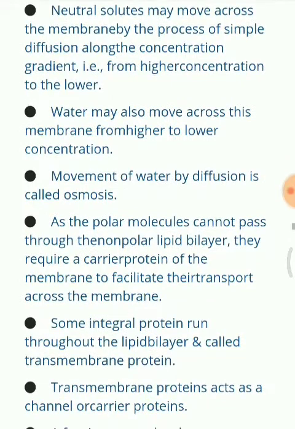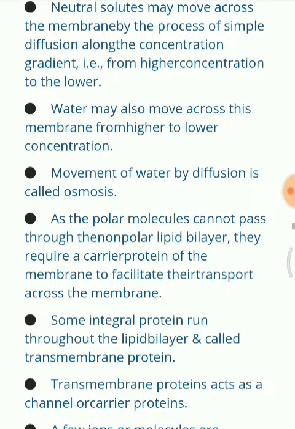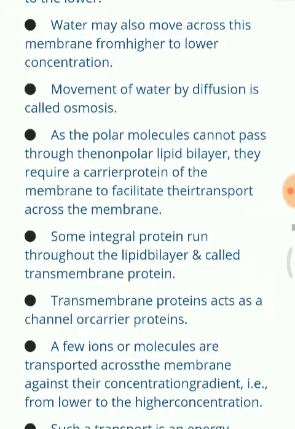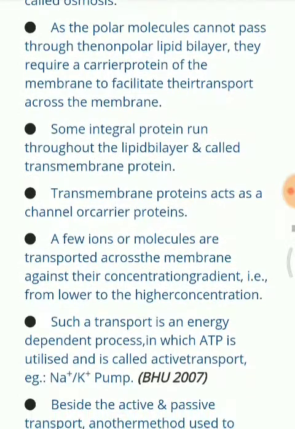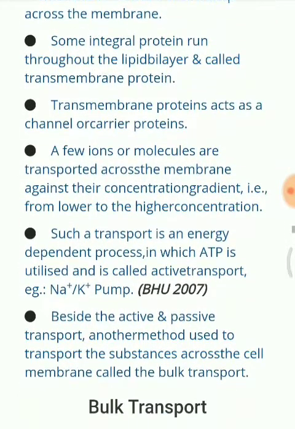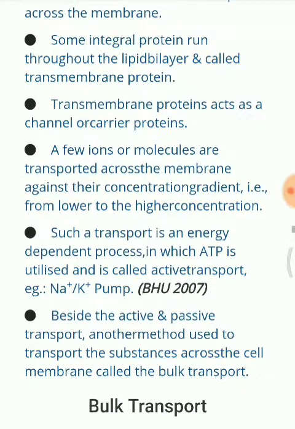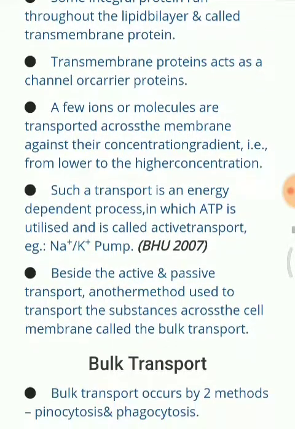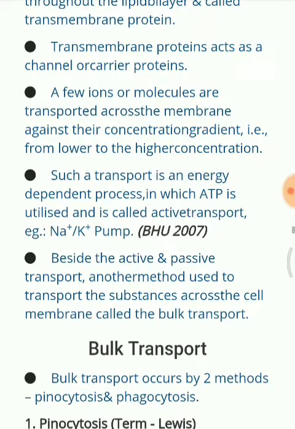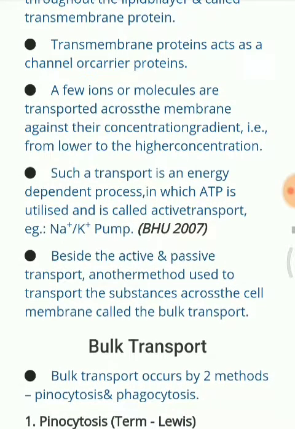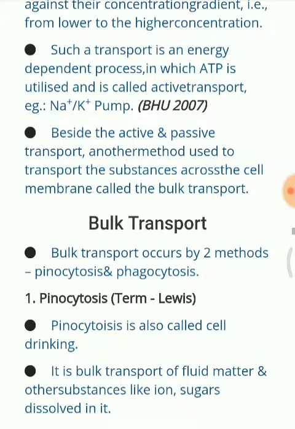As the polar molecules cannot pass through the non-polar lipid bilayer, they require a carrier protein of the membrane to facilitate their transport across the membrane. Some of the integral proteins run throughout the lipid bilayer and are called transmembrane proteins. Transmembrane proteins act as channel or carrier proteins. A few ions or molecules are transported across the membrane against the concentration gradient, that is from lower to higher concentration. Such a transport is an energy-dependent process in which ATP is utilized and is called active transport. Example: sodium and potassium pump.